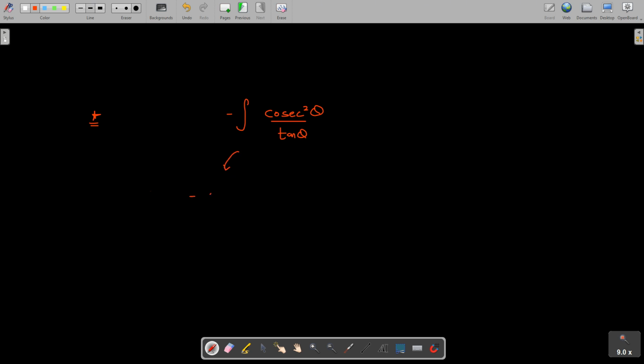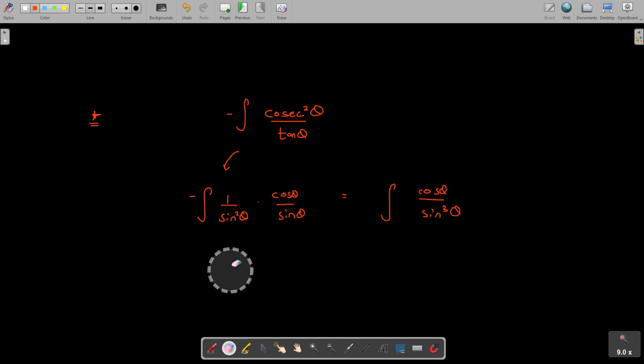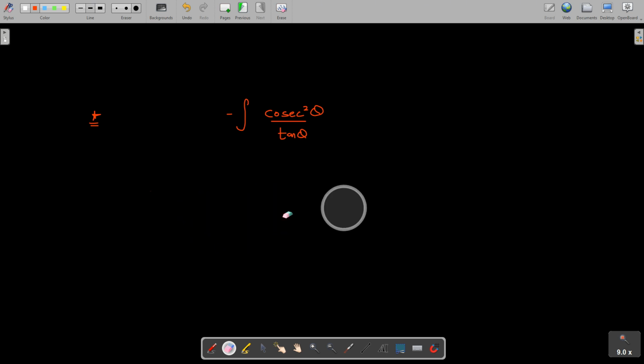So what people will do is they will substitute 1 over sine squared theta here, and instead of 1 over tan, they will substitute cos theta over sine theta, right? And this becomes cos theta over sine cube theta. Now, you could solve this integral theoretically, but the thing is it becomes a little bit more complicated than a method that I wanted to show you all, which is a lot easier given that you understand the fundamentals of integration.